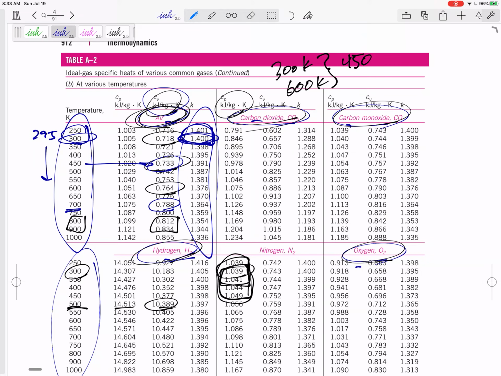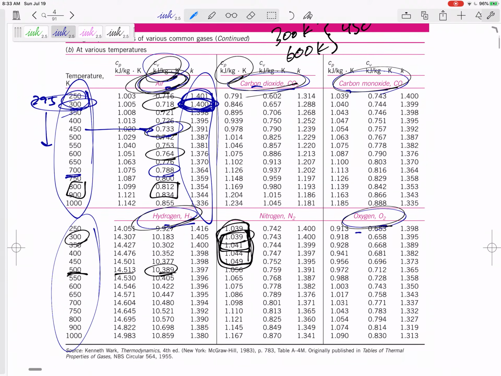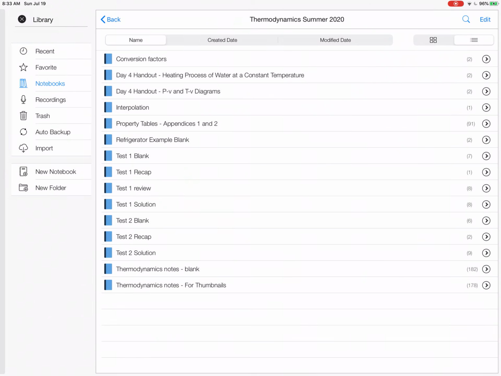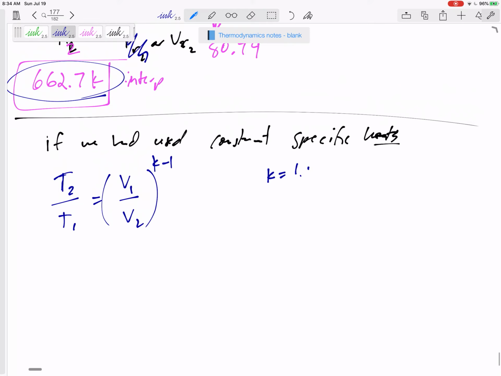In general, if you know where you're starting but not where you're ending up, we can just start with the K for where we're starting, and this is close enough. I'm just going to do 1.4. All right, so let's go back to our notes. Let's use a K value of 1.4.